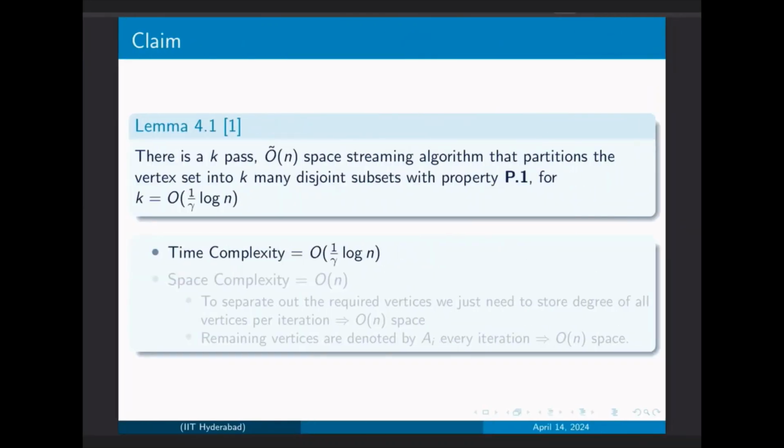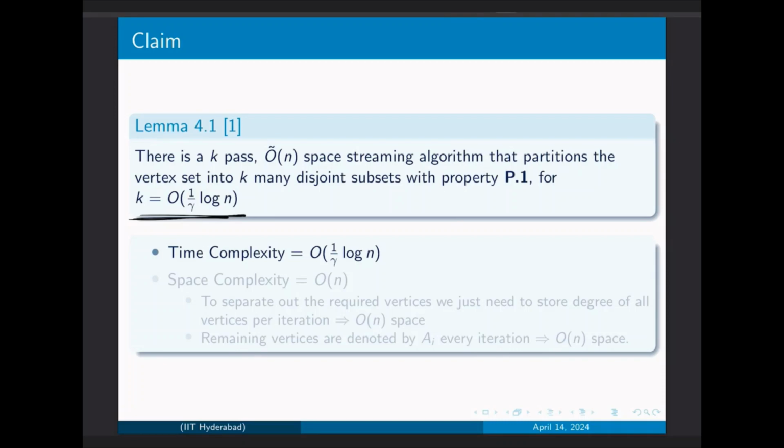Now the claim is that this is actually a k-pass algorithm. So now we will do the analysis for this partitioning algorithm. We will see that it is a k-pass algorithm where k is 1/gamma times log n, and it is doing it in O tilde of n space. Why is it k-pass? Because for creating each set, we need to go through the entire pass every time and note down the degrees, and we are creating k many partitions. So that's why it is k-pass. Why k is 1/gamma times log n is beyond the scope of this presentation. It's an involved proof, and you can see the original paper for that.